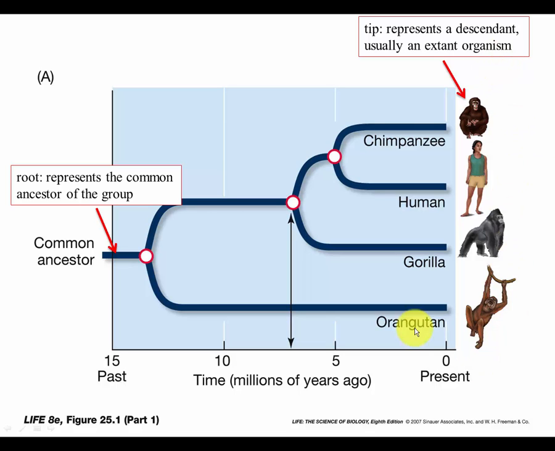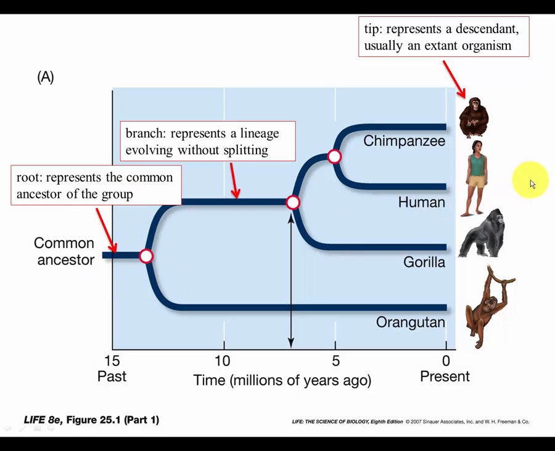Okay, in addition to having the tips out here at the present day and the root far back in time, what every phylogeny has is a series of branches that are connected to nodes. Branches represent a lineage that is evolving without splitting.